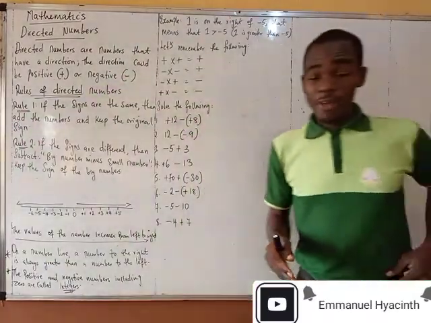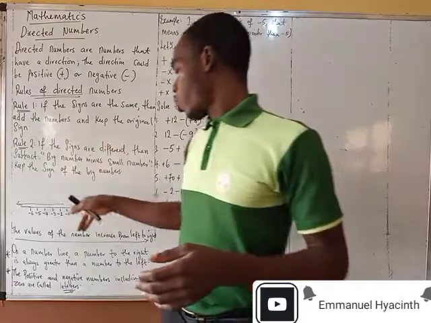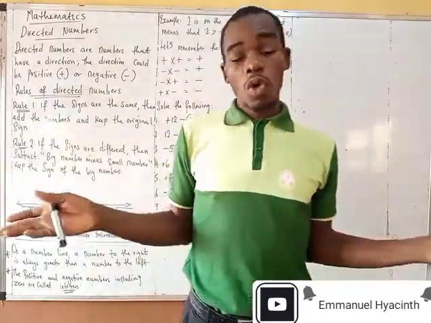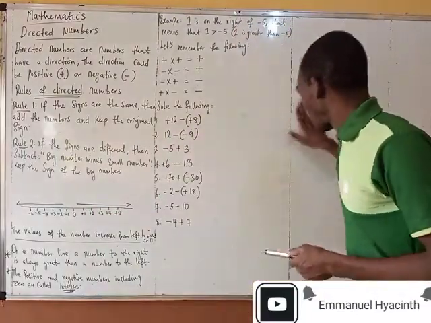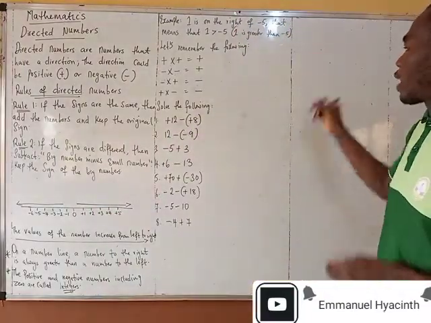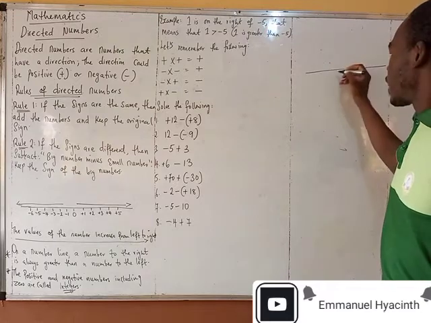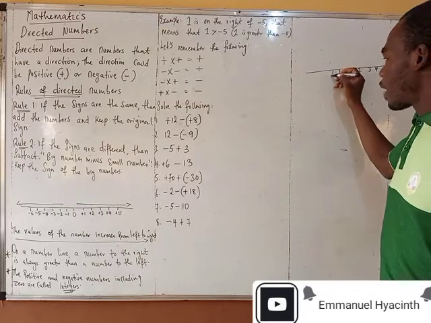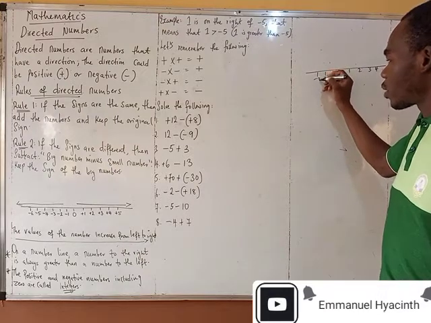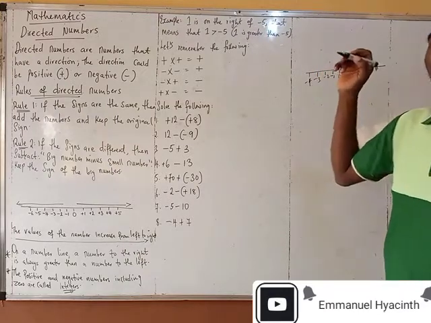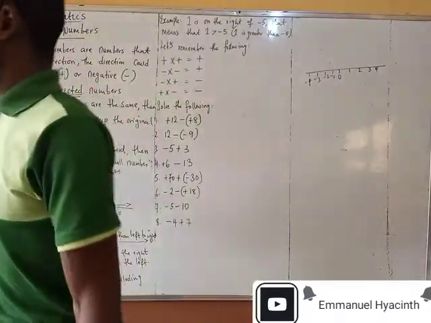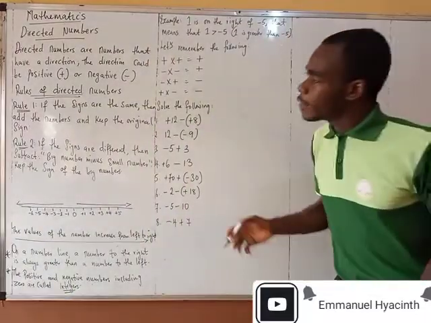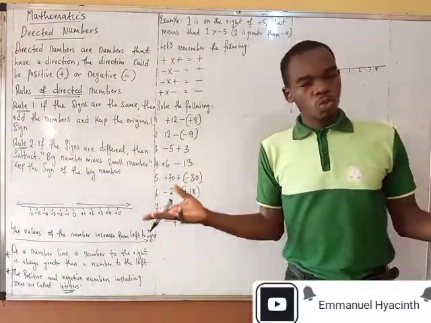Everybody listening to the sound of my voice this morning did what we call number line. Yeah, we all did what we call number line in our lower primary classes. Number line, where you have something like a line. Then you have 0, 1, 2, 3, 4. Then you have -1, -2, -3, -4. Alright, so basically, directed numbers has to do with what? Number line. So when we say directed numbers, what do we mean?